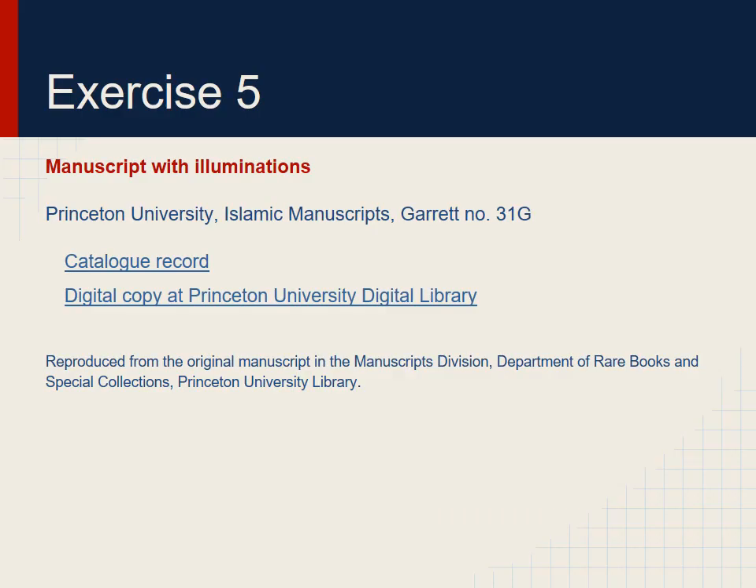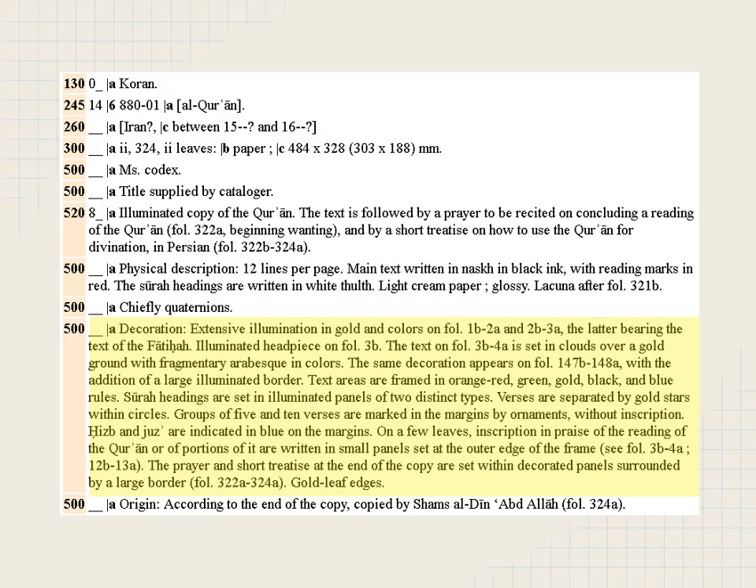Our 5th example will focus on describing illuminations. This manuscript is a 16th or 17th century Quran from Princeton University. Here the element pertaining to decorations has been highlighted.